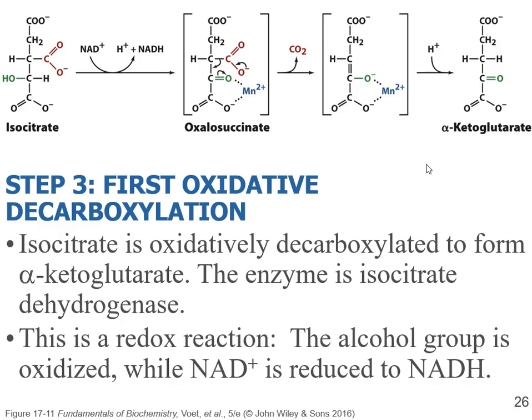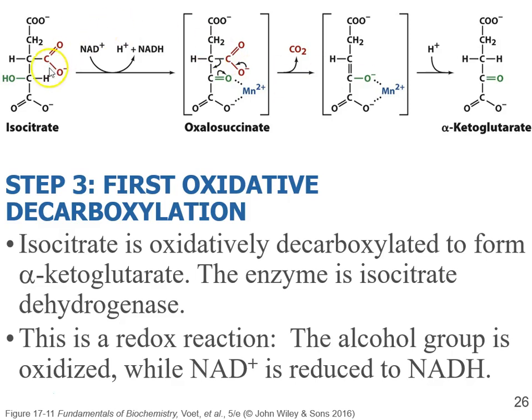So we go from 6 carbons now down to 5. We've lost one of our carbons as CO2. This is a redox reaction, and the enzyme is isocitrate dehydrogenase. Remember that all redox reactions are catalyzed by dehydrogenase enzymes. So the alcohol group is oxidized.